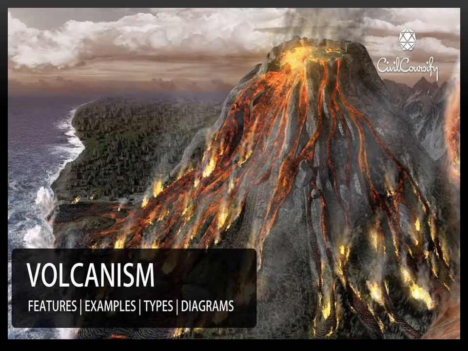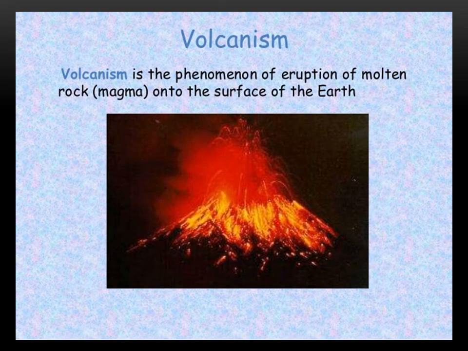Let's start today's topic, which is volcanism, and this is in your book on page number 14. This is the new topic, volcanism. Volcanism is the phenomenon of eruption of molten rock onto the surface of the earth or a solid surface planet or moon, where lava and volcanic gases erupt through a break in the surface called a vent.